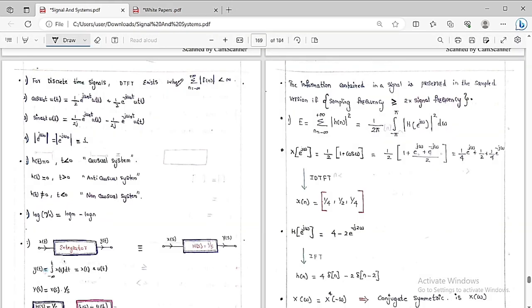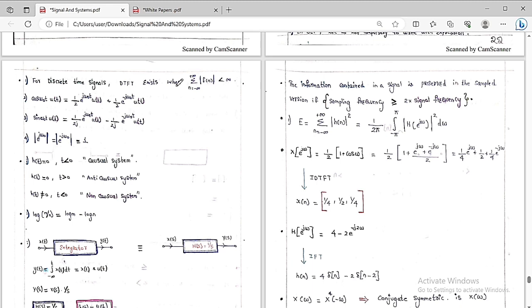Therefore we can say the information contained in a signal is preserved in the sampled version if the sampling frequency is greater than or equal to 2 times the signal frequency. So whenever the sampling frequency is greater than or equal to 2 times the signal frequency, the information of the original signal is present in the sampled version. Listen carefully: whenever the sampling frequency is greater than or equal to 2 times the signal frequency, the original signal information is present in the sampled version.